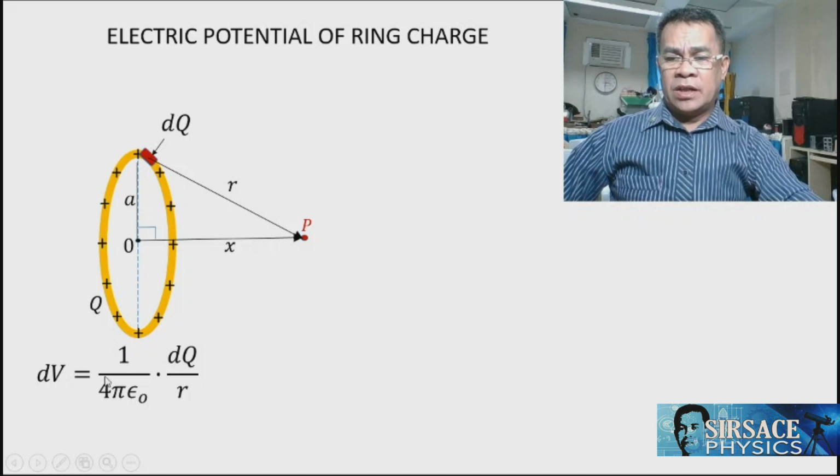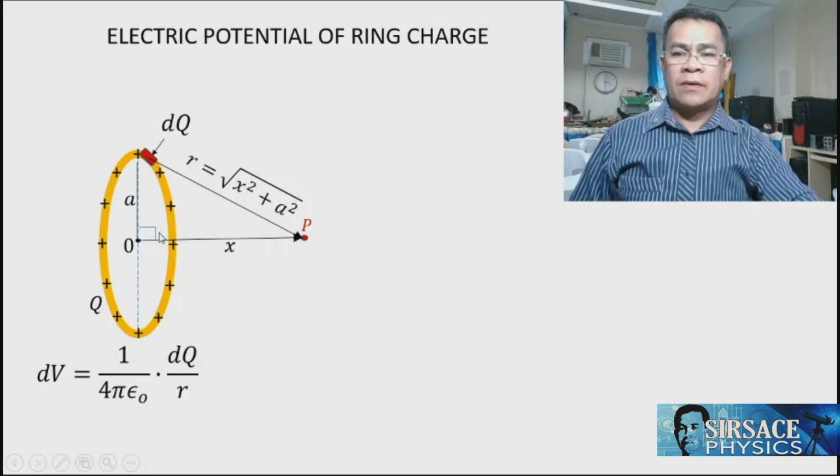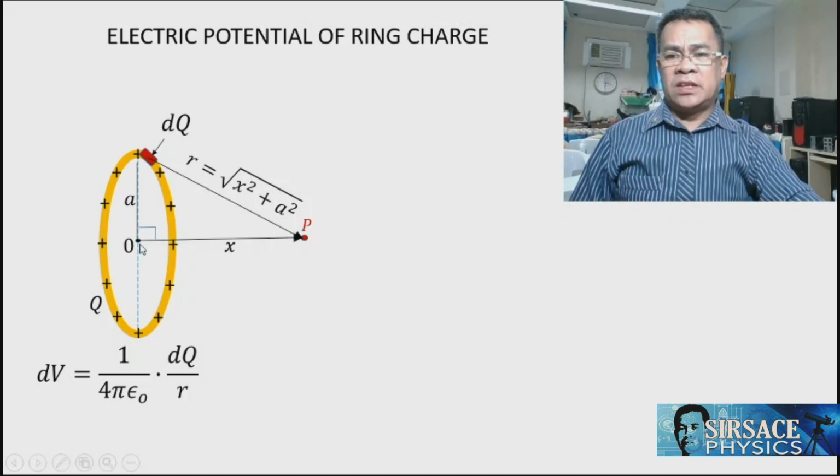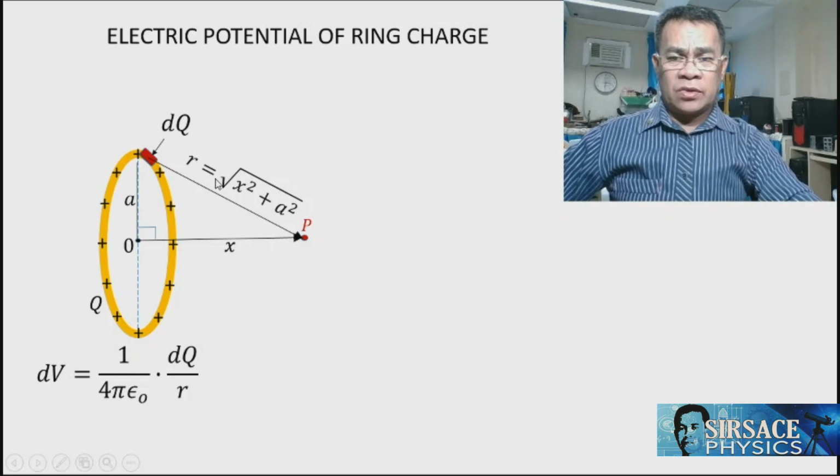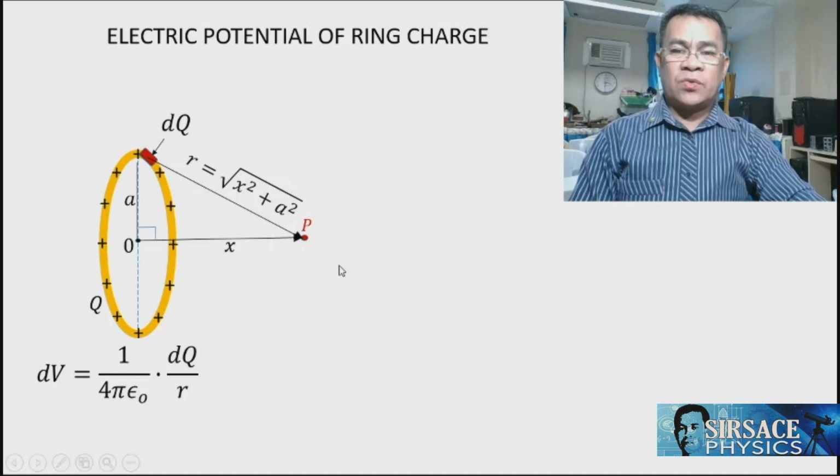So we have now the electric constant multiplied by the point charge. This is now dq. Take note that this dq is a part of q. Because this is already very, very small, we can say it is a point charge. So dq over r. Take note, r is the square root of x squared plus a squared because this is a right triangle, and this is 90 degrees. While x is the distance from the center and a is our radius, therefore r is equivalent to the square root of x squared plus a squared.